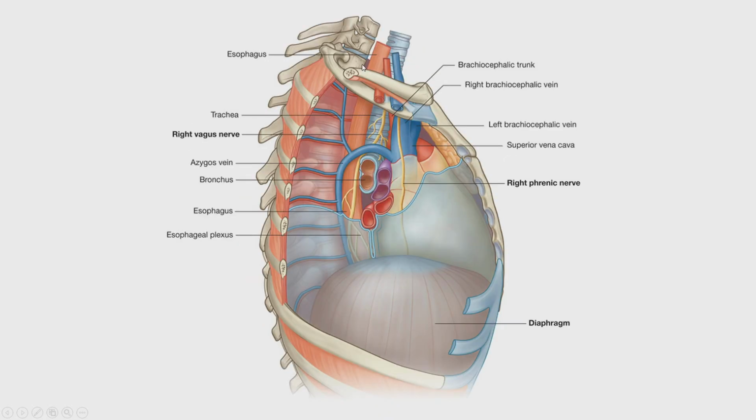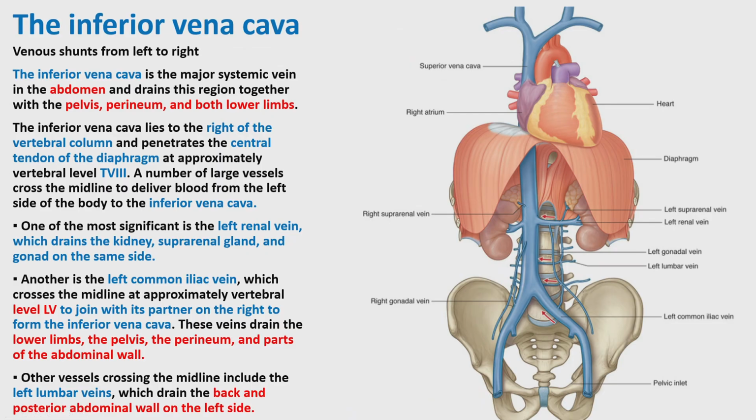But on the right side, the right superior intercostal vein drains to the azygos vein, and it also has a small relation with the vagus nerve and the phrenic nerve, farther from them. So on the right side it drains to the azygos vein; on the left side, as you saw, it drains to the left brachiocephalic vein.